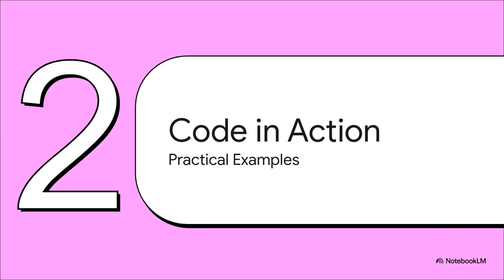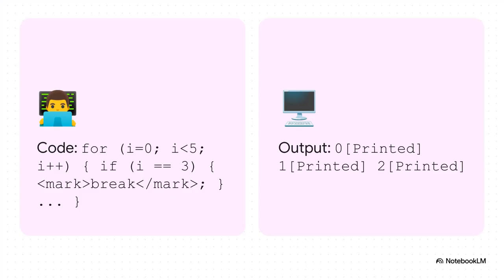All right, analogies are great, but talk is cheap, right? The real proof is in the code itself. So let's look at two loops that are almost identical. We're just going to swap out that one little word and see the massive difference it makes. Okay, so here's a super simple for loop. The plan is to count from 0 to 4. But there's a catch. We've got a condition in there. If our counter i equals 3, we hit break. So let's watch it run.